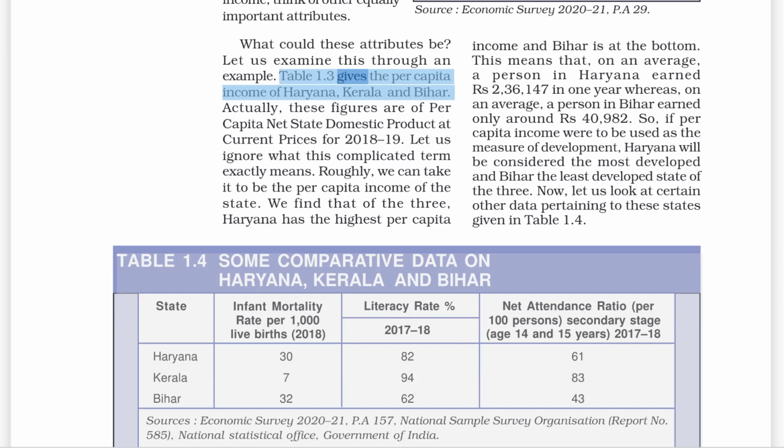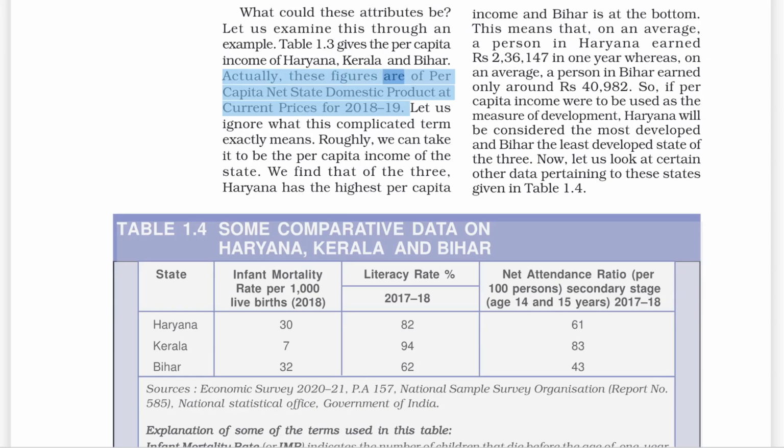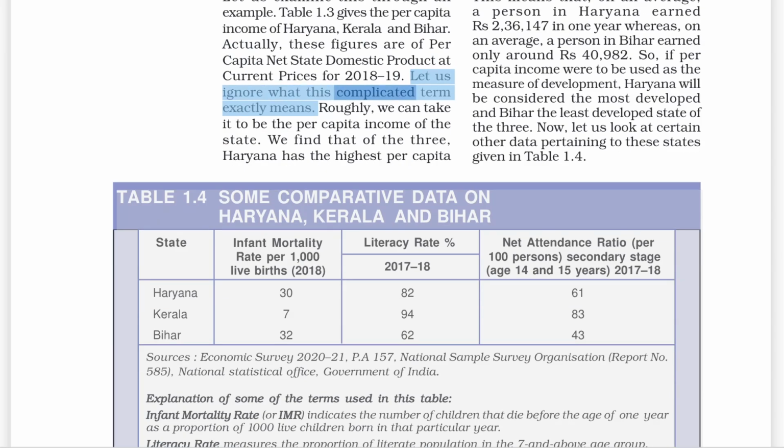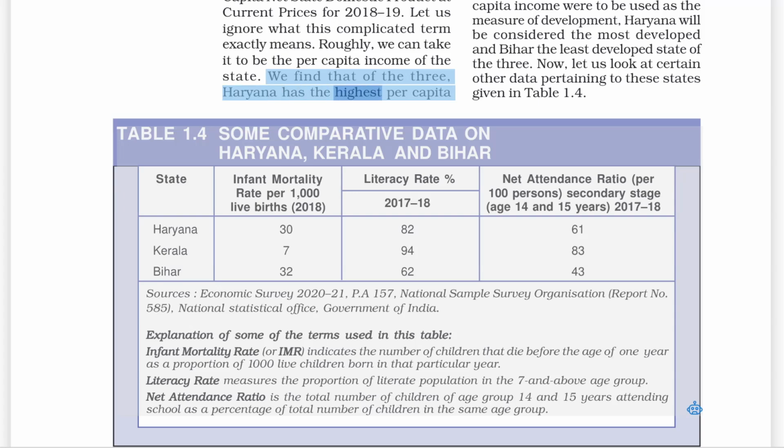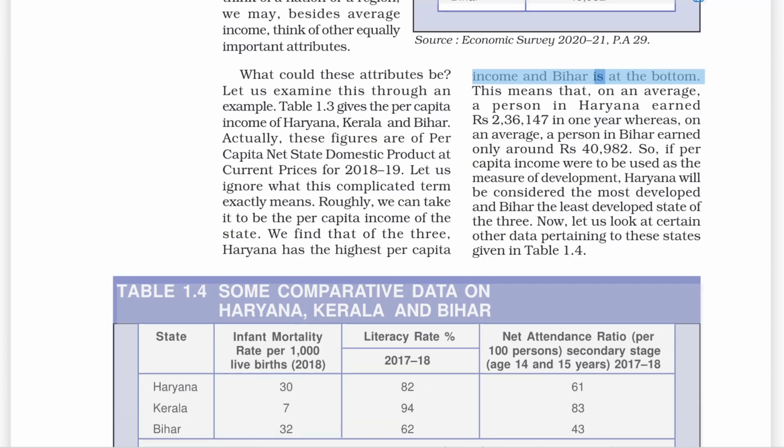Table 1.3 gives the per capita income of Haryana, Kerala, and Bihar. Actually, these figures are of per capita net state domestic product at current prices for 2018 to 19. Let us ignore what this complicated term exactly means. Roughly, we can take it to be the per capita income of the state. We find that of the 3, Haryana has the highest per capita income and Bihar is at the bottom.